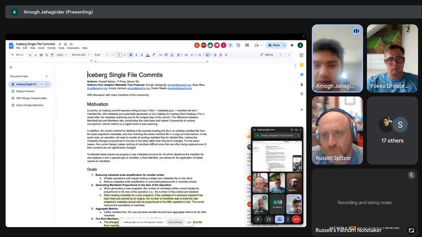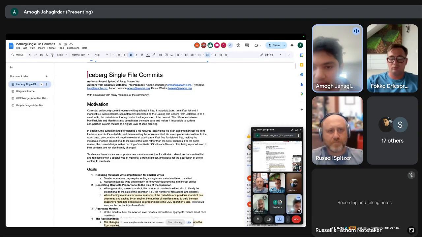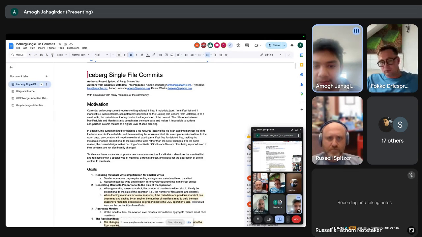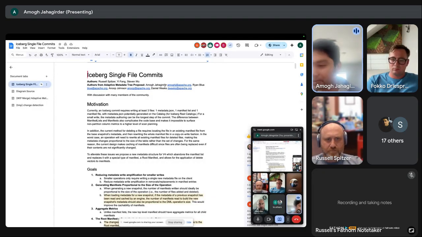Furthermore, removing a file in a manifest today requires rewriting that manifest in a copy on write fashion. So to alleviate these issues and some additional structural gaps in the tree, we're proposing this new metadata structure for V4.